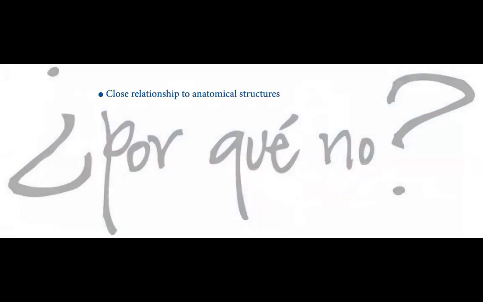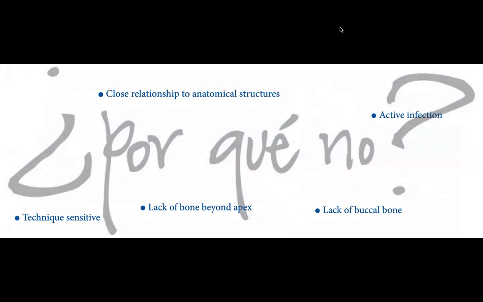And why not? Why not do an immediate load, okay? It's a close relationship to anatomical structure. So all of a sudden, you're next to, let's say, a mental foramen, a sinus, a nasal cavity, whatnot. And because of that, you cannot put a long enough implant to get good stability of an implant for a good support. So therefore, you have to opt out of the immediate load.